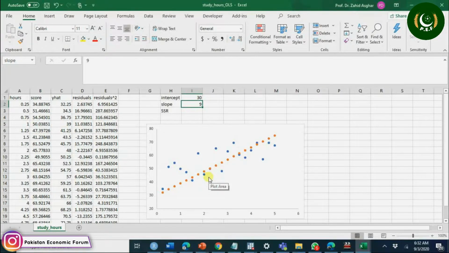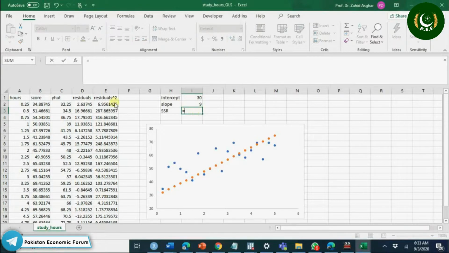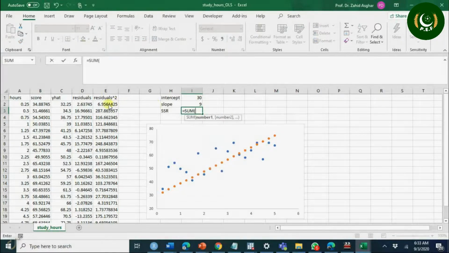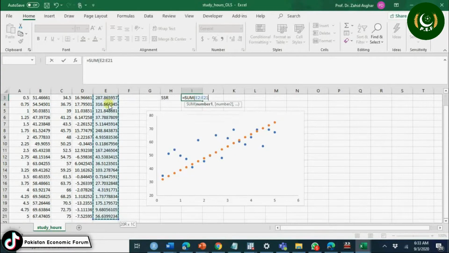How do we do that? There are so many values we can try, but we'll ask the computer that okay, pick those values of intercept and slope which minimize the sum of squares of residuals. What is the sum of squares of residuals? Okay, that's your sum of squares of residuals.